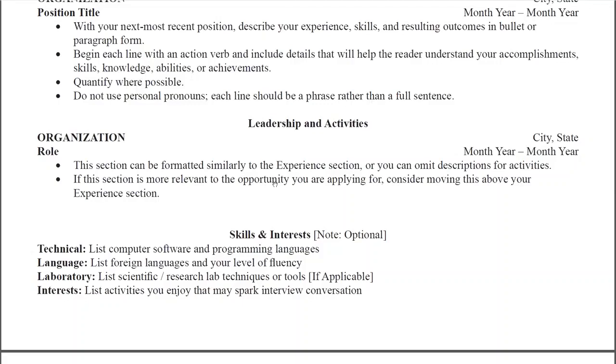You very well know that companies deduce your personality based on your interest also. So you should list activities you enjoy that may spark interview conversation. And again, mention those interests which you are really interested in and which you are able to justify, rather than just portraying a very positive image of you on your CV or your resume, but in real you are unable to talk about them. You are unable to do anything, any such thing.